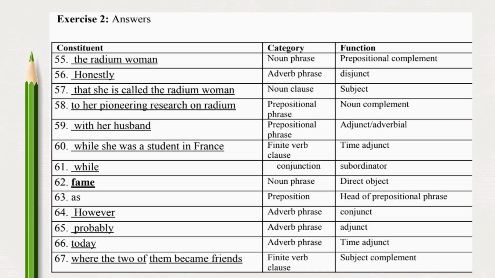We move to the second exercise. So the first constituent, the radium woman. The category noun phrase, function prepositional complement. Honestly, adverb phrase or function disjunct. That she's called the radium woman is noun clause or function subject. To her pioneering research on radium, category prepositional phrase or function noun complement.